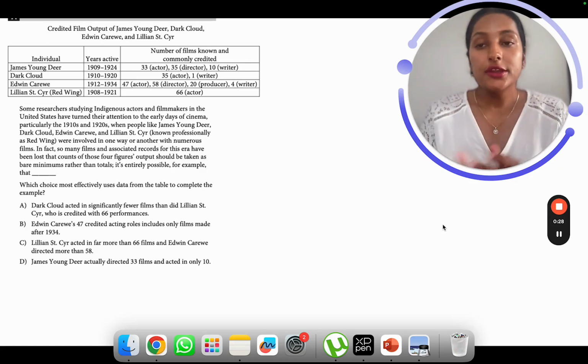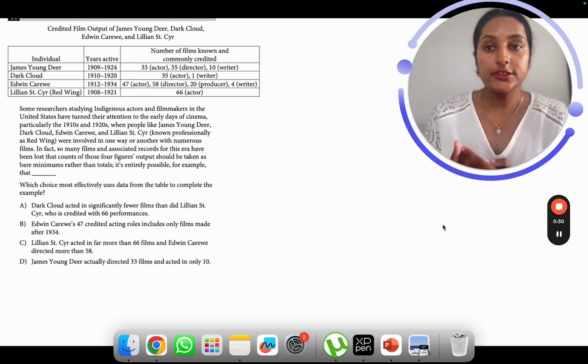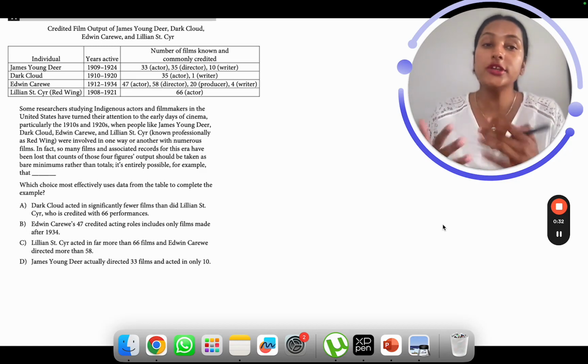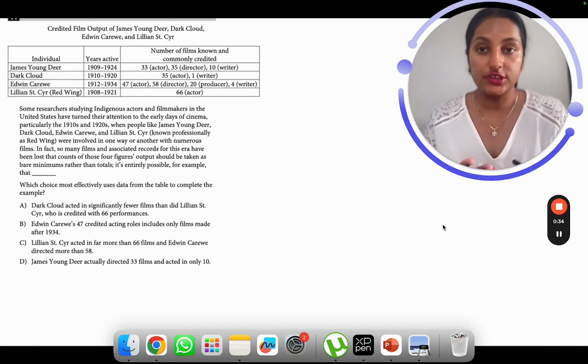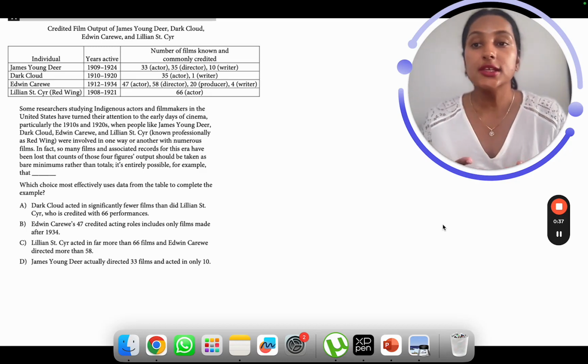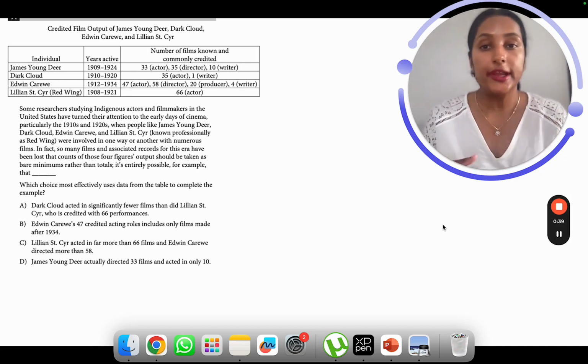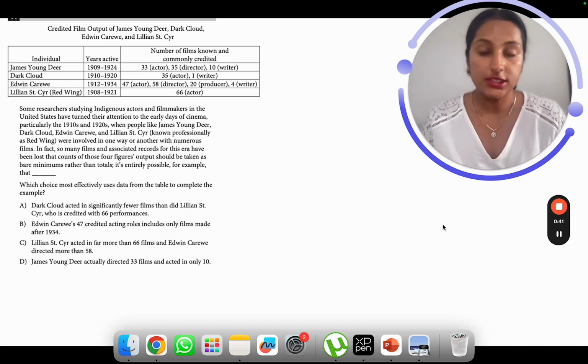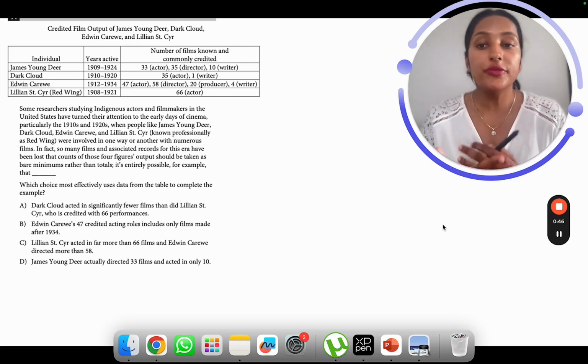Hi everyone. Now we are going to deal with the command of evidence quantitative type of question. We've already seen the command of evidence textual question type, right? Now in this case, we will be getting some kind of a line graph, bar graph, chart, table, or infographic. The strategy is going to be very simple.